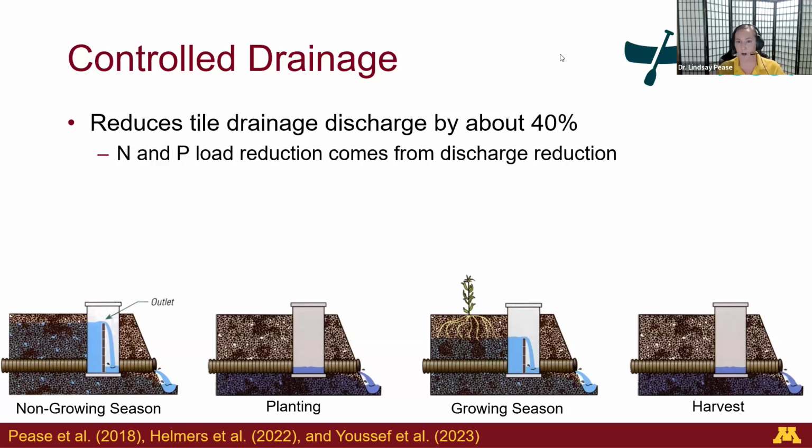So we have data from North Carolina and as far north as southwestern Minnesota and South Dakota. We don't have a lot of information up where I'm at yet, but that's on my to-do list. And we see a pretty universal reduction in discharge and in the nutrients by about 40%.